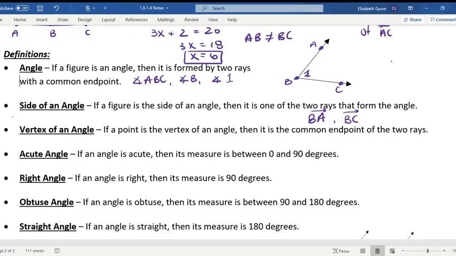The vertex of an angle: if a point is the vertex of an angle, then it is the common endpoint of the two rays. So point B here would be our vertex. And then these should be familiar to you. An acute angle. If an angle is acute, then its measure is between 0 and 90 degrees. Right angle. If an angle is right, then its measure is 90 degrees.